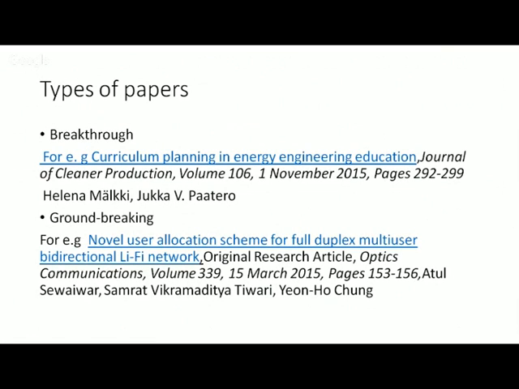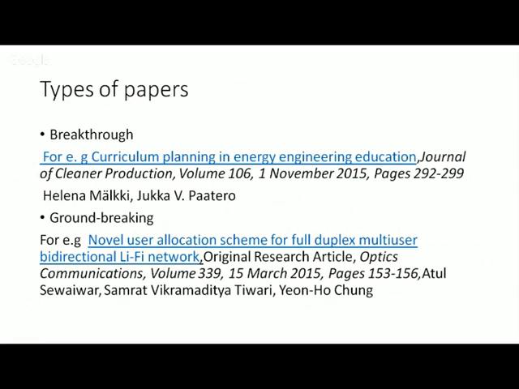Next, what are the different types of papers? Depending upon the type of paper, the researcher can choose the type of journal to which he is sending his article. The first one is the breakthrough journal. An example for this type of research paper is curriculum planning in engineering, energy engineering education. As the title suggests, a breakthrough type of paper solves an open problem that many people have already worked on. Those kinds of papers are considered breakthrough research papers.